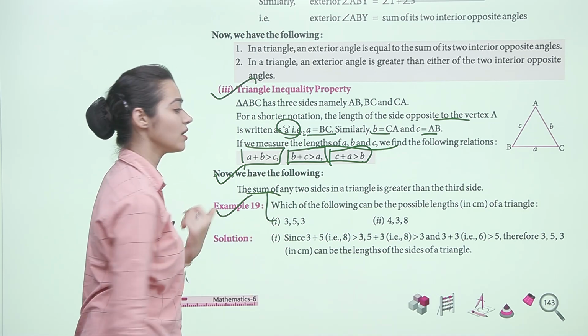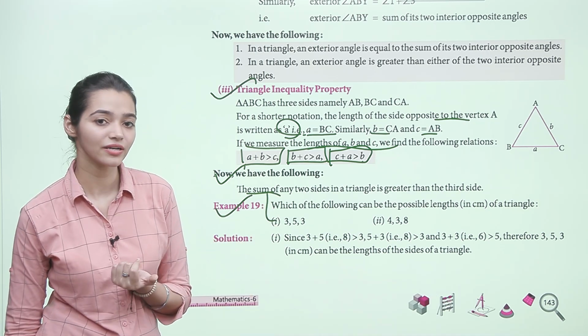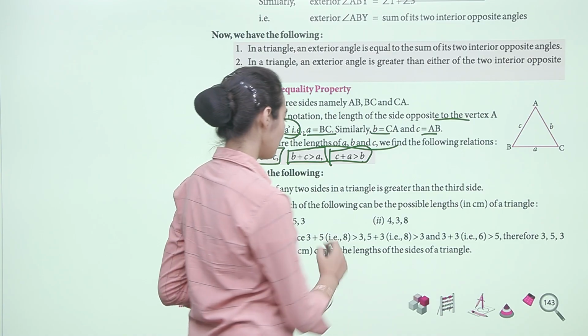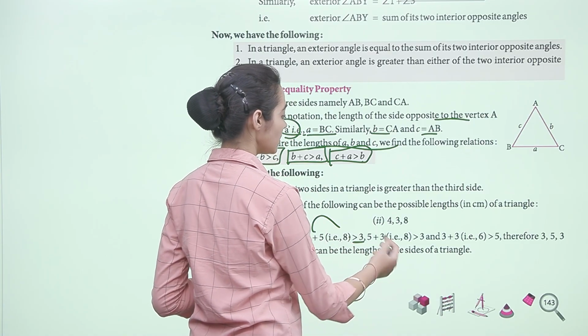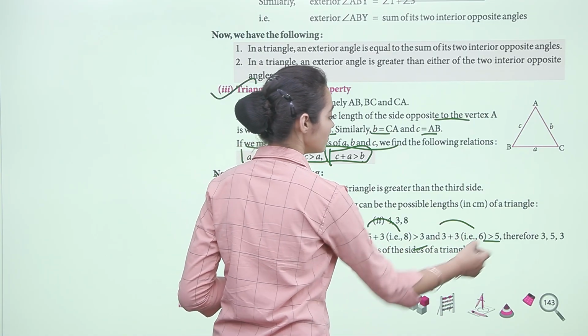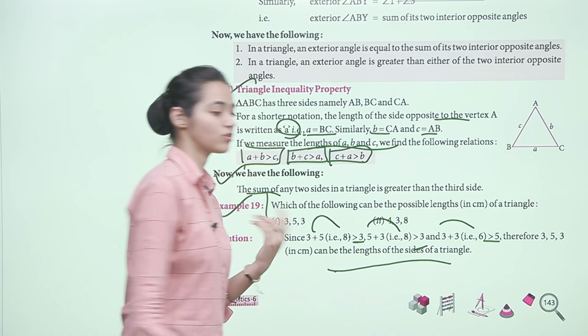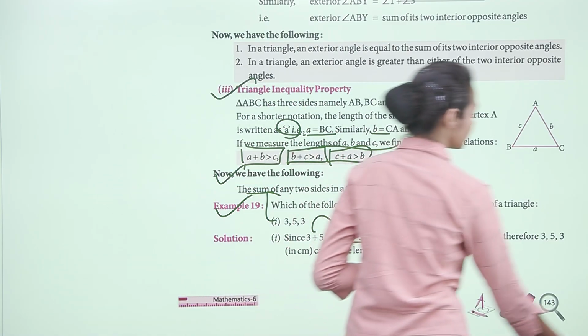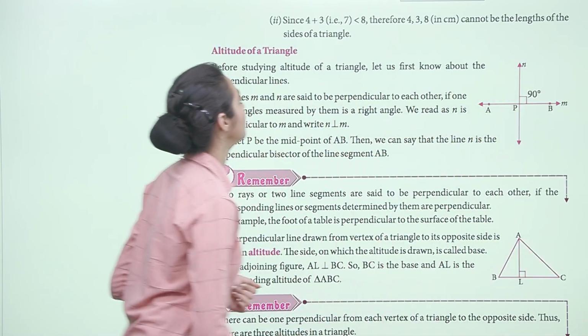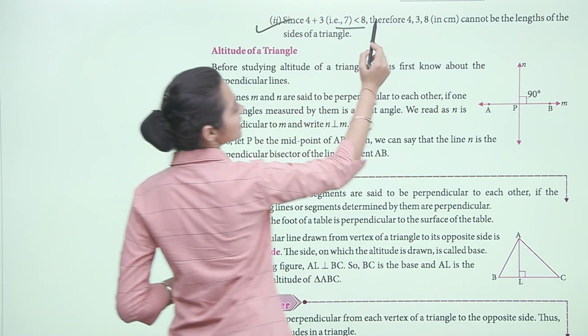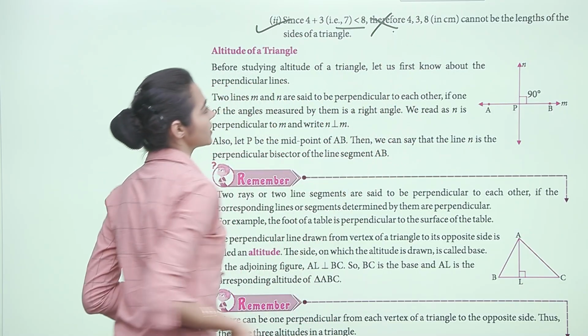In example number 19, which of the following can be the possible lengths of the sides of a triangle? Here 3 plus 5, that is 8, is greater than 3, and the other sums are also greater than the remaining sides. That means these can be the lengths of the sides of a triangle. In the next one, the sum is less than 8, so it cannot be the lengths of the sides of a triangle.